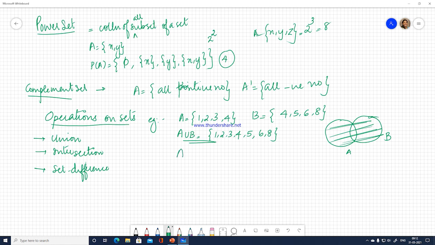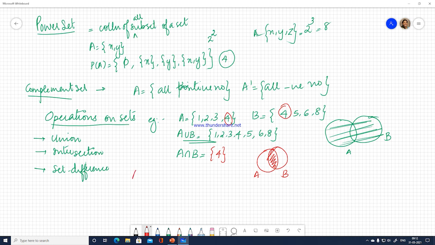Now let's see what is A intersection B. Intersection means we look for the common element. So here, 1, 2, 3, 4, we have only one common element, that is 4, in both the sides. So we'll write set 4, which is a singleton set. In the Venn diagram, we'll represent the intersection point, that is the midpoint, intersection points of both the sets. So that is what A intersection B is.